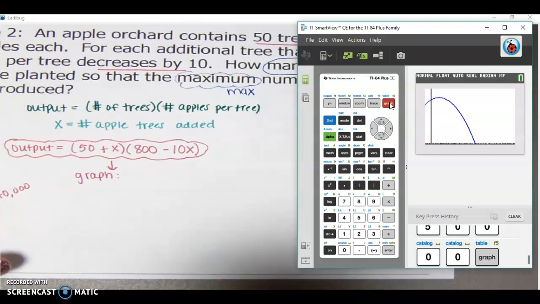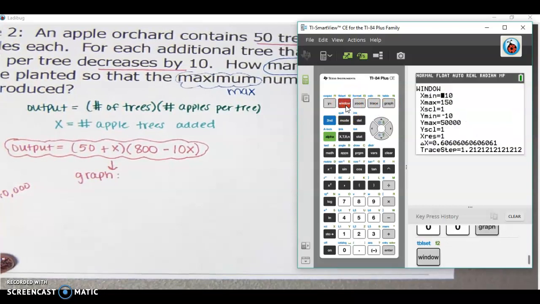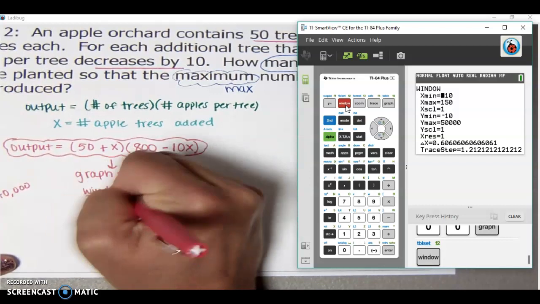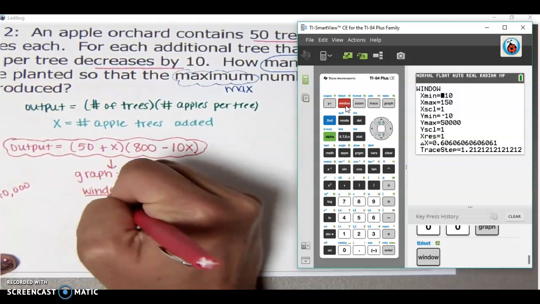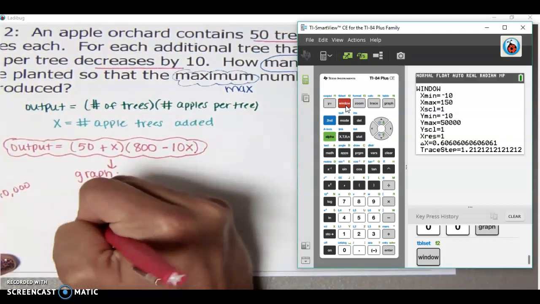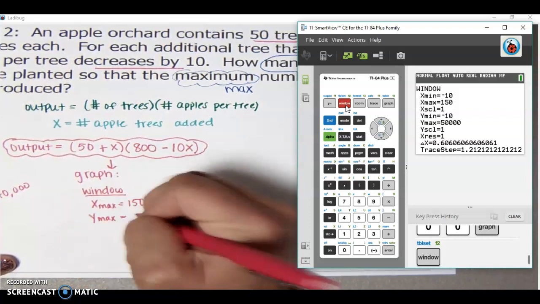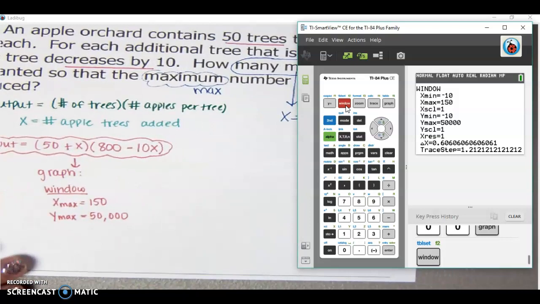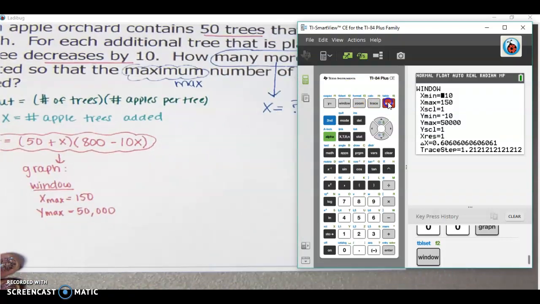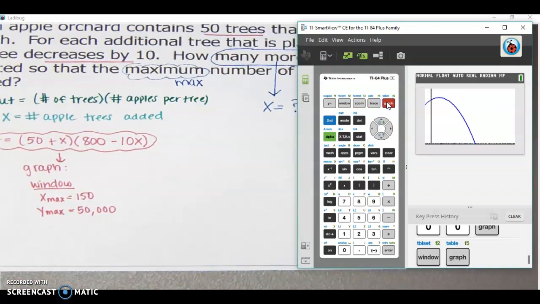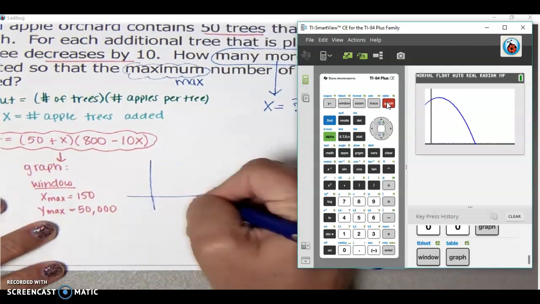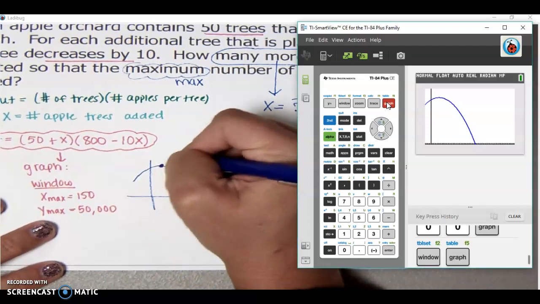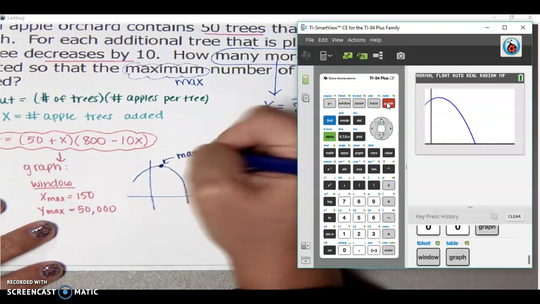So let's write down what we did for our windows, just so you have that. So in your window, I changed my X max. I just left it at 150 because that's what I have for the last one. And then Y max, I changed it to 50,000. Okay, so we'll sketch us a little graph here. So the max is somewhere around here, and I need to be able to find that max.